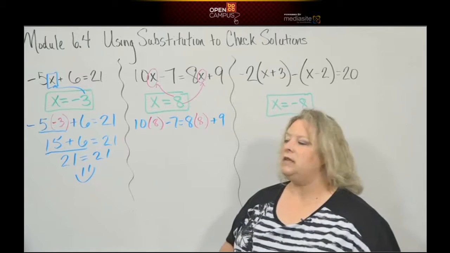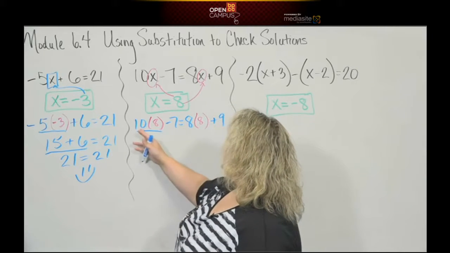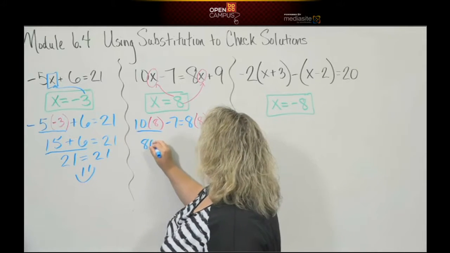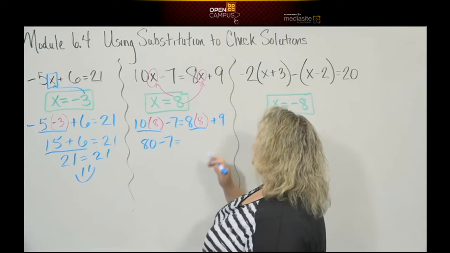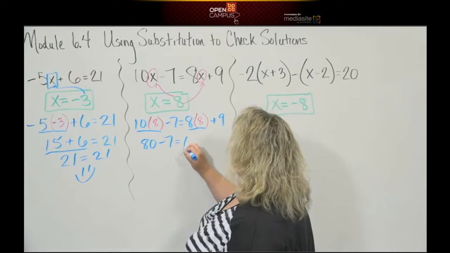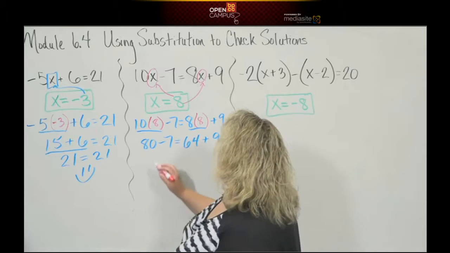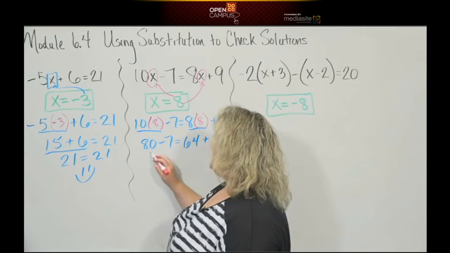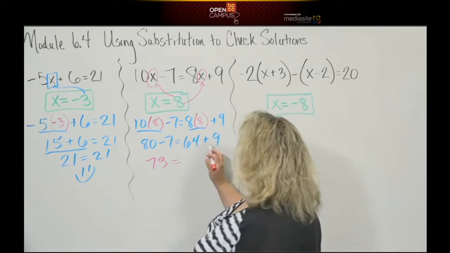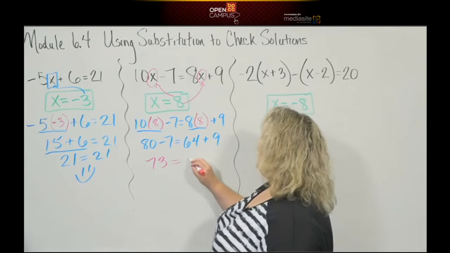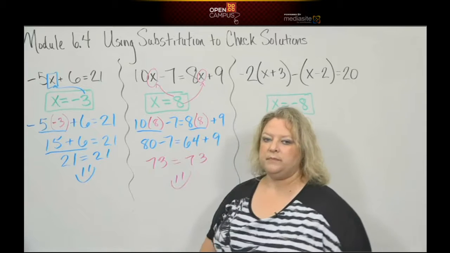Okay, so now let's work the left side out. When I work out the left side, multiplication comes first. 10 times 8 is 80, minus 7 is equal to, multiplication over here on the right, 8 times 8 is 64, plus 9. And I get 80 take away 7, which should be 73. And over here I have 64 plus 9, and that should give me 73. So I did that one correctly as well.